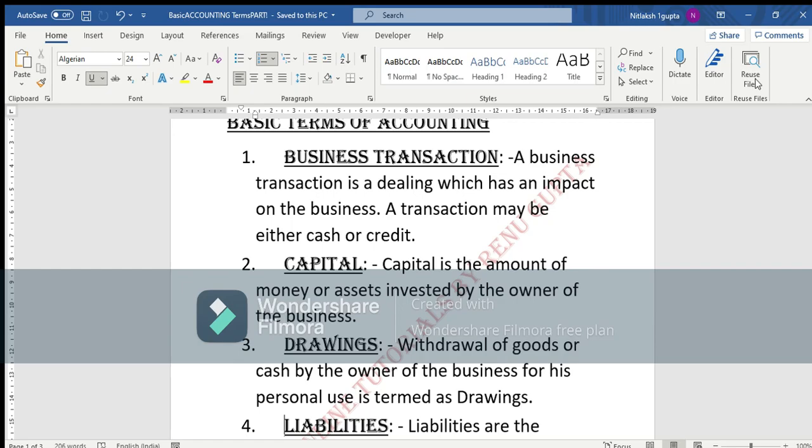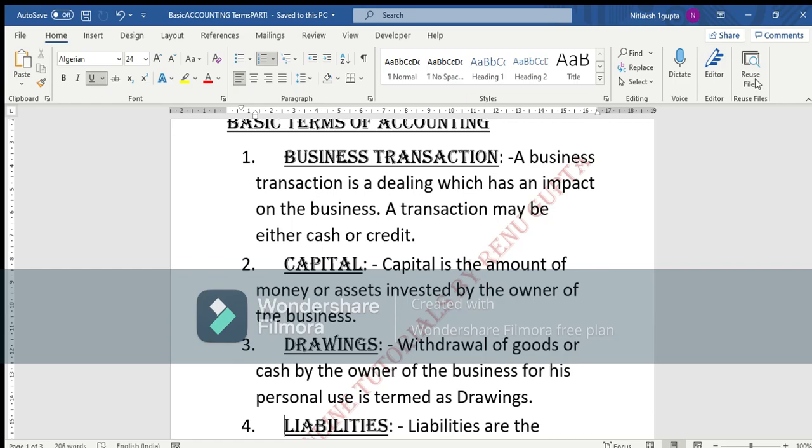In order to calculate the amount of capital, all current assets and fixed assets are added. That means assets minus liabilities is equal to capital. So all assets are added and all the liabilities are deducted from it to get the capital. In simple words, capital is the amount invested by the owner of the business.